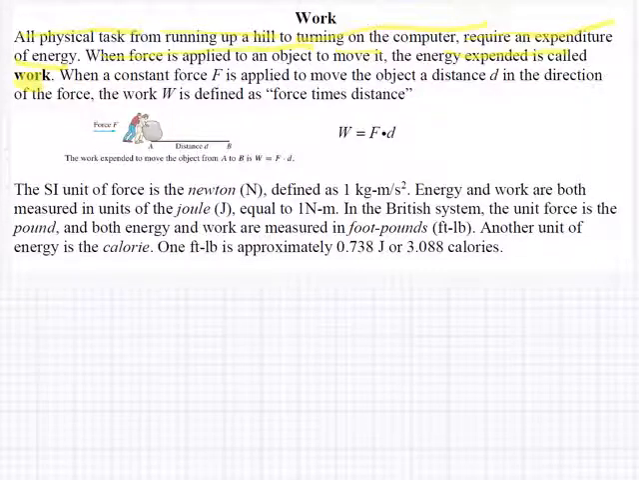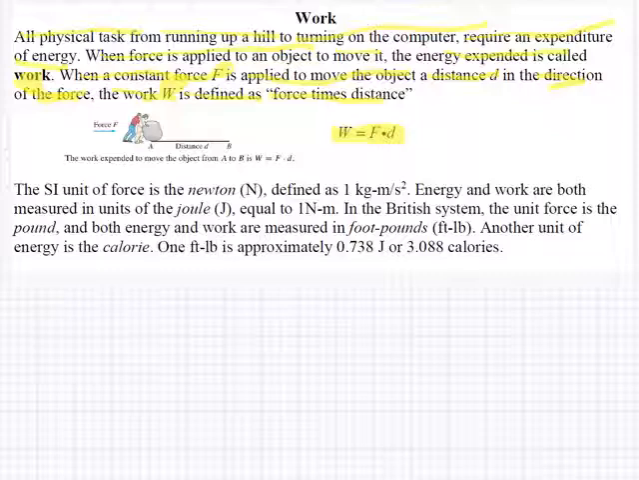Okay? So when a constant force F is applied to move an object a distance d in the direction of the force, and the key here is that this d has got to be a linear distance, the work W is defined by force times distance. So we get this formula. The problem with this formula is that it's very, very basic.